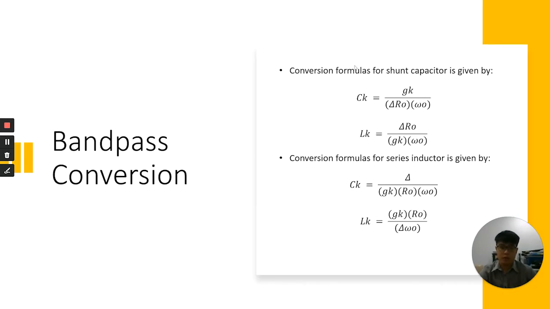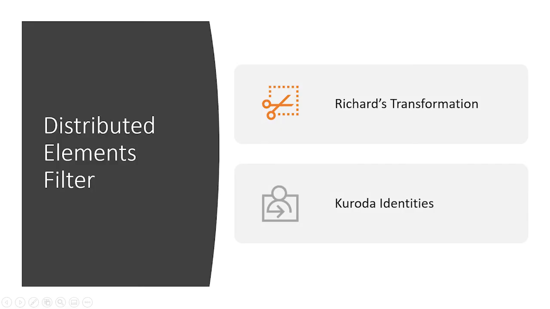And the bandpass conversion converts the low pass prototype. For the shunt capacitor we use this formula, and for the series inductor we use another formula down here. For the distributed element filter, there are two major steps, which are the Richards transformation and also the Kuroda identity.